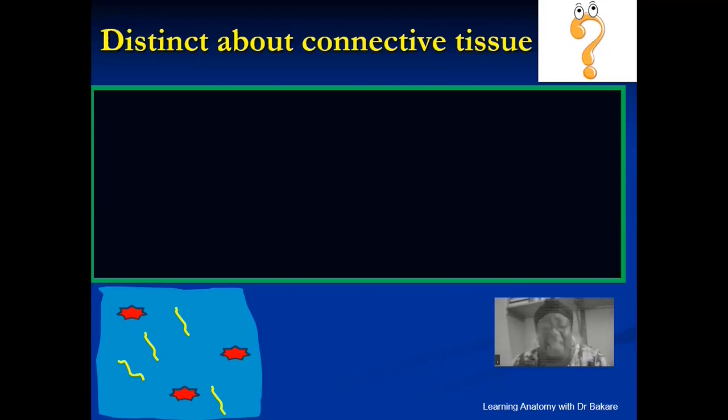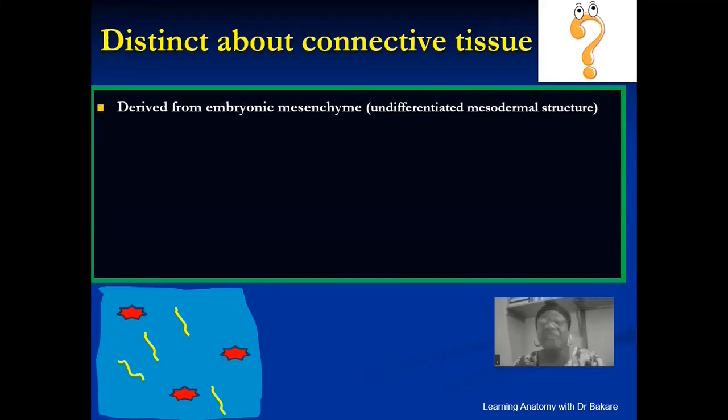If you compare the connective tissue with the other tissues, you see that the connective tissue is derived from the embryonic mesenchyme. The embryonic mesenchyme is an undifferentiated structure that originates from the embryonic mesoderm. We know that in the embryo, we have three germ layers. We have the ectoderm that is highlighted in red. We have the mesoderm, which is the middle layer, highlighted in black. Then we have the endoderm, highlighted here in blue, which is the innermost layer.